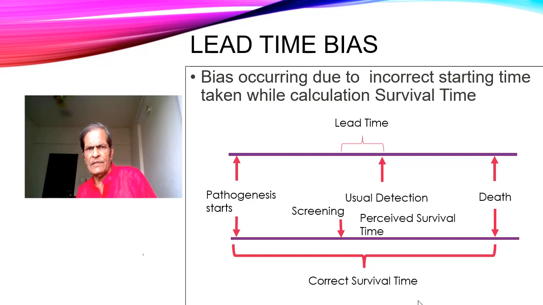Lead time bias is the bias occurring due to an incorrect starting time taken while calculating the survival time. The correct survival time for a disease is from when the pathogenesis of the disease starts to when the person dies. That is the correct survival time.